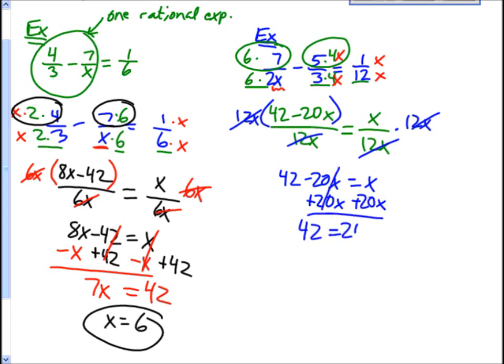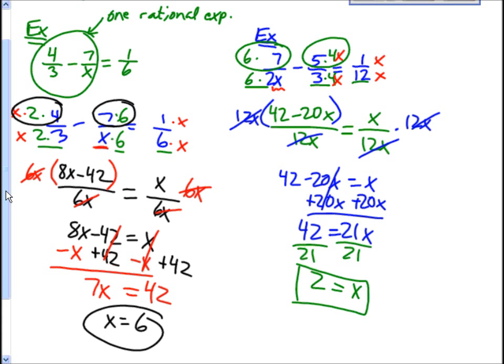42 equals 21x. Divide both sides by 21. x equals 2. Plug it in. Check to make sure it works in the original equation, and it does. There you go, you've got your answer.